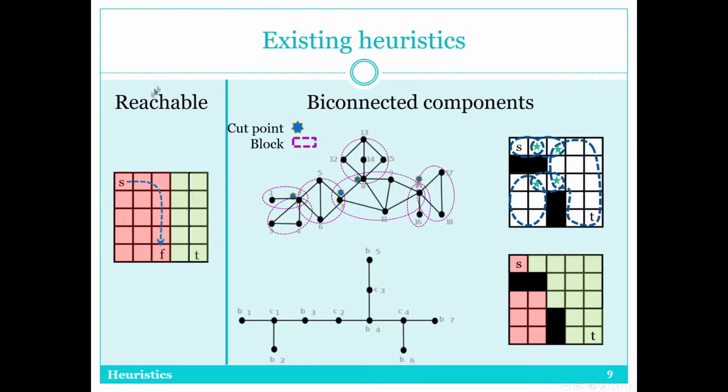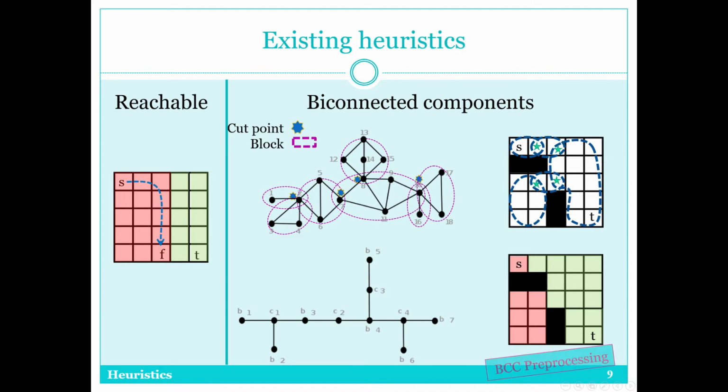Previous works on this domain offered mainly two heuristics. One is the reachable heuristic, where we count the vertices that are reachable from the search frontier and from the goal. Another one is the biconnected components heuristic. When we run a biconnected component algorithm, the output is a block cut tree. You can see the block cut tree of this graph here. In this heuristic we count only the vertices that appear on the branch between the search frontier and the goal. In this example, if you want to go from here to there, this block is not relevant.